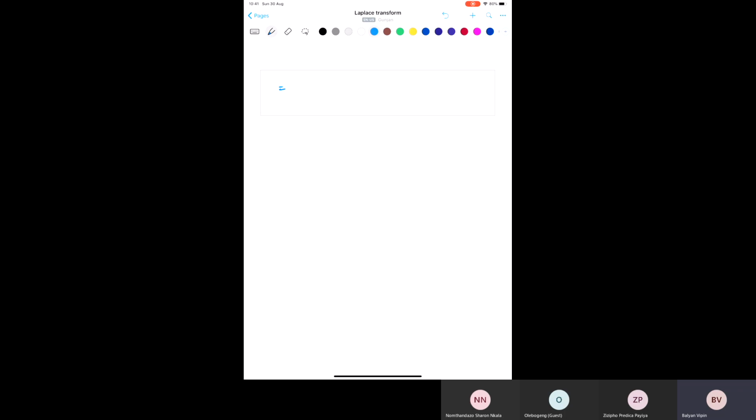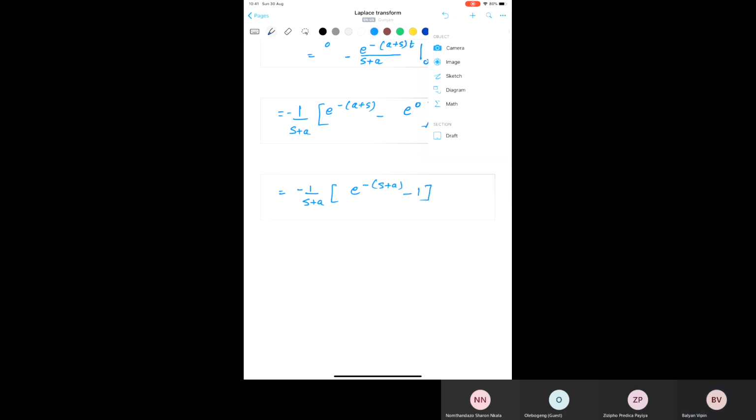So let me write it just without taking the minus sign in. Then it will be s plus a, minus 1, so it will be 1 upon s plus a.